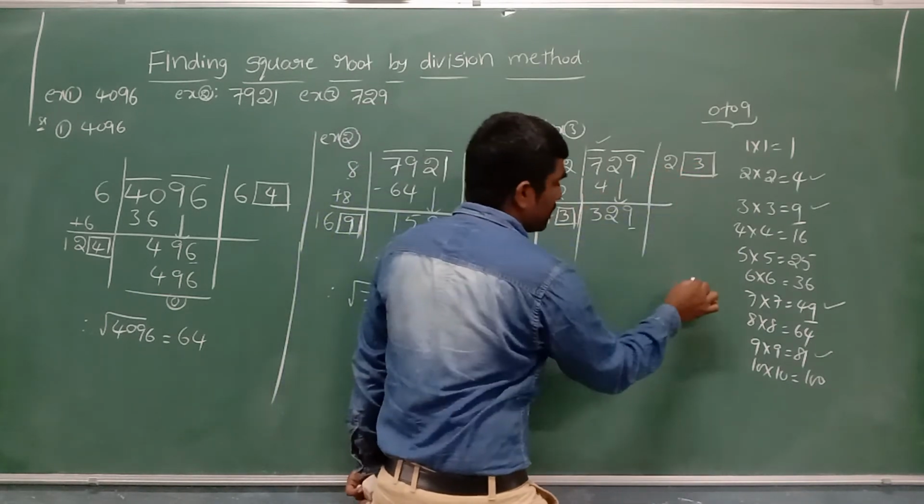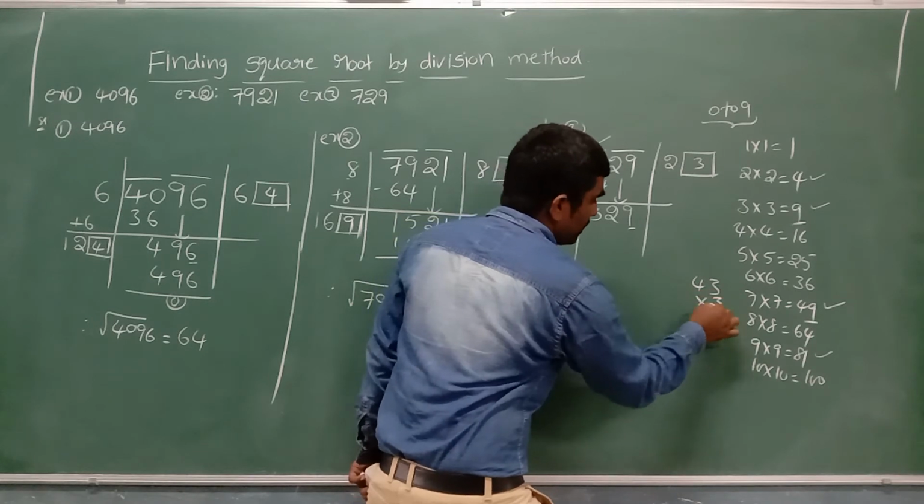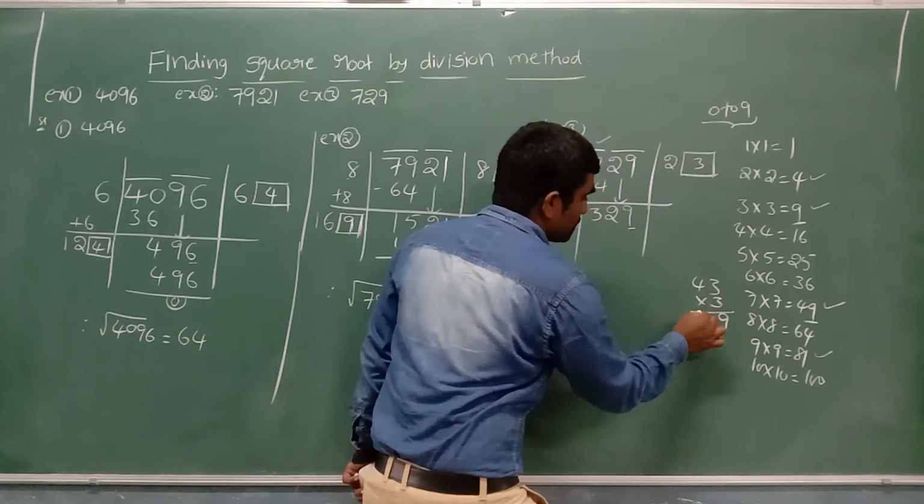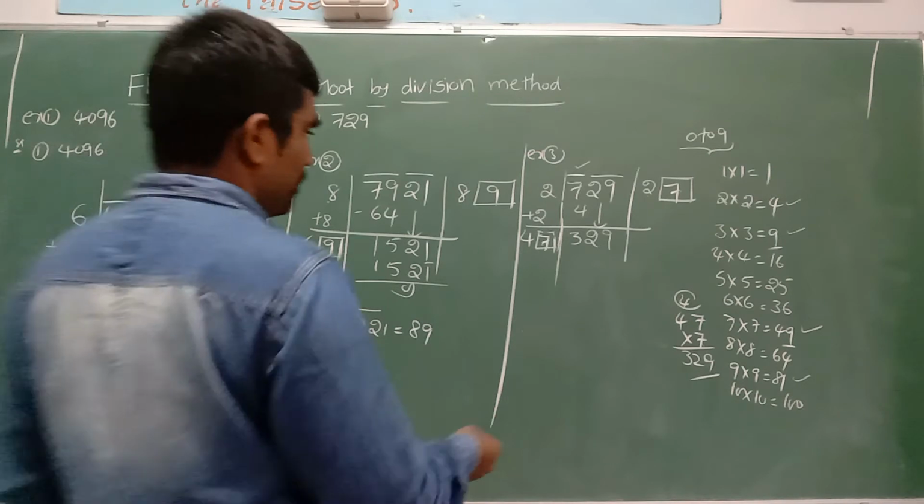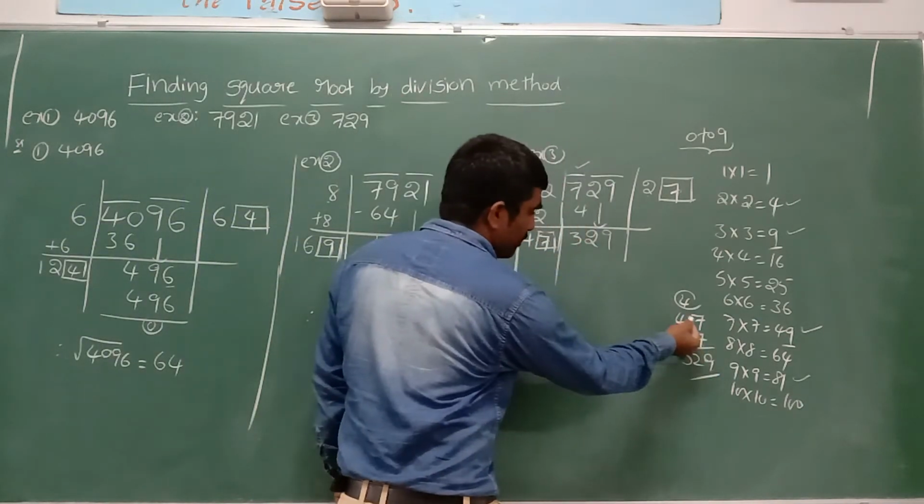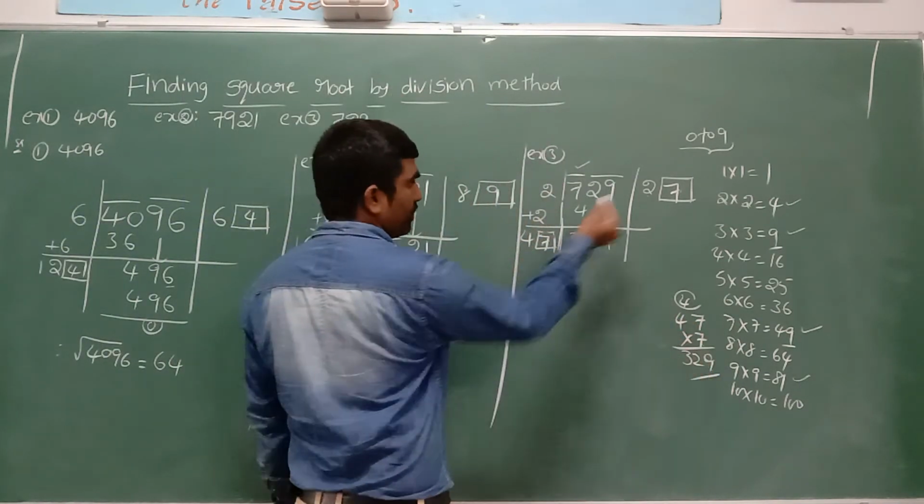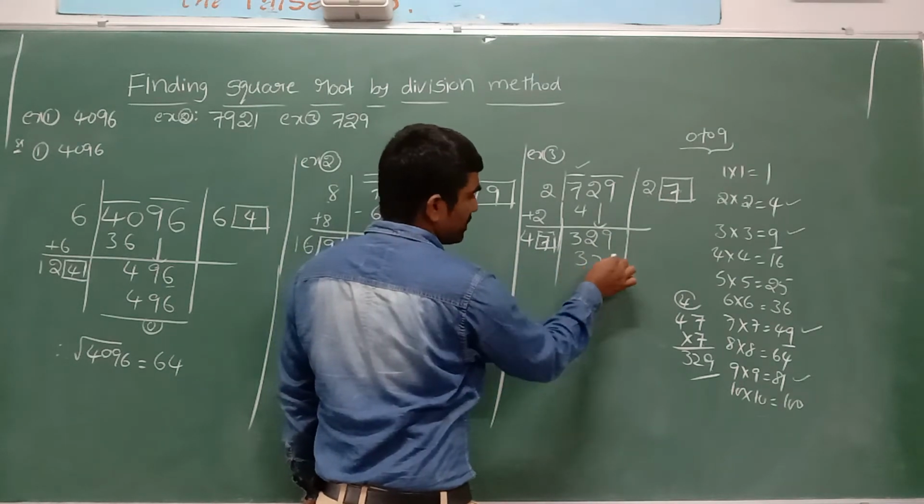Multiply 43 into 3. 3 threes are 9. 3 fours are 12. Yes, we can see now 329 exactly. 47 into 7 is exactly 329.